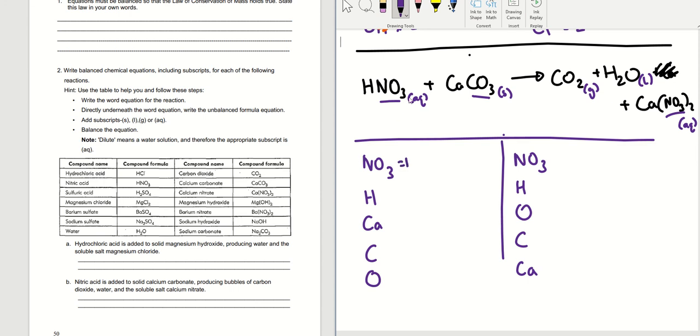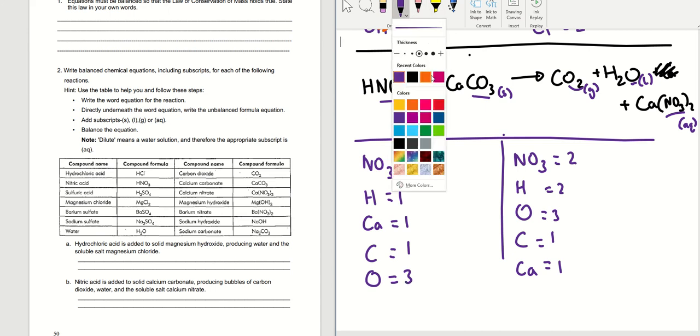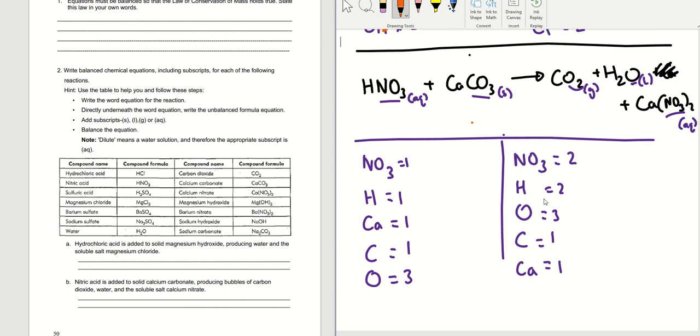On this side, we have 1 nitrate. On this side, we have 2. On this side, we have 1 hydrogen. On this side, we have 2. Calcium 1 there. Carbon is 1. Oxygen is 3, if you count the 2 here and the 1 here. We have 1 carbon and 3 oxygens. So if you look at the issue we have here, clearly we don't have enough nitrates, NO3, and we don't seem to have enough hydrogens.